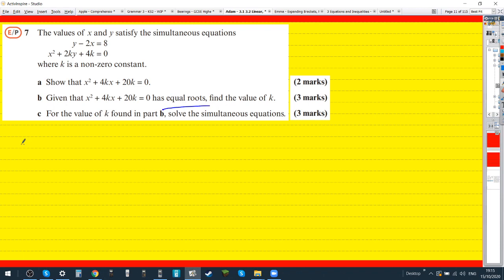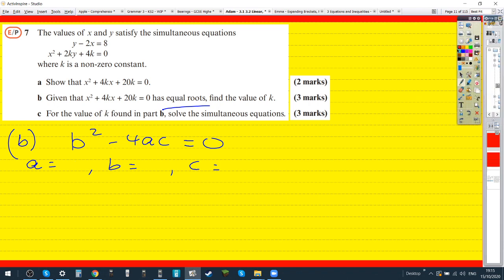Equal roots. Do you remember that? Equal roots means b squared minus 4ac equals 0. Oh, yeah. And so what is a, what is b, what is c? Wait, so a is 1. Yep. Let me write this across. a equals 1. b is 4k. k is a constant. Okay. And c is 20k.